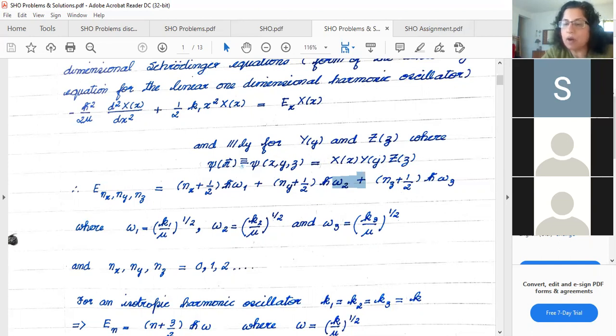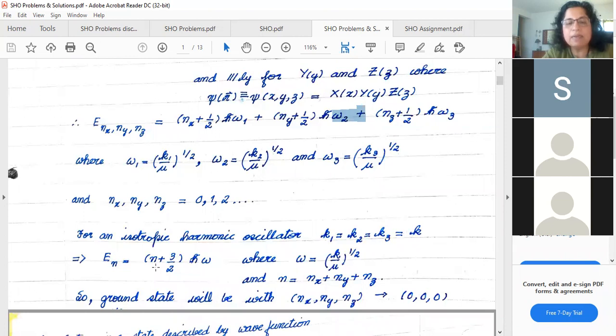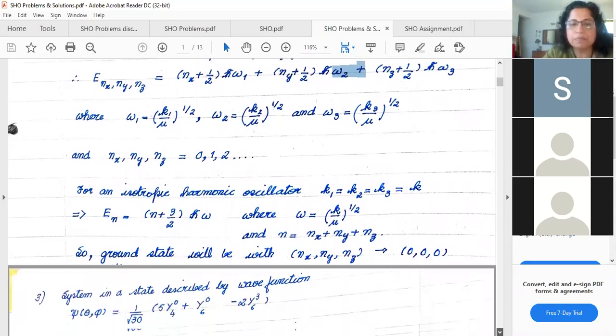So now your answer will be En equals (n plus 3 by 2) h cross omega, where n is nothing but nx plus ny plus nz. And remember, nx, ny, nz can each take values 0, 1, 2, 3 and so on, since it's a solution of the one-dimensional harmonic oscillator. So the ground state will be unique because nx, ny, and nz will all take only the value 0.